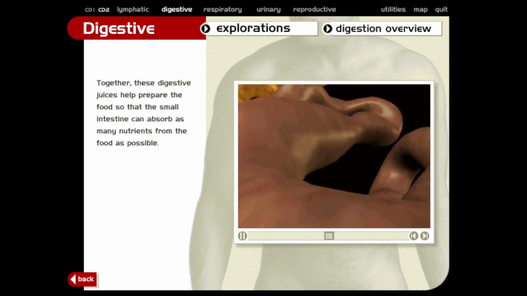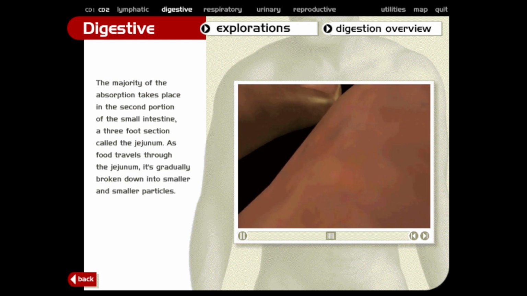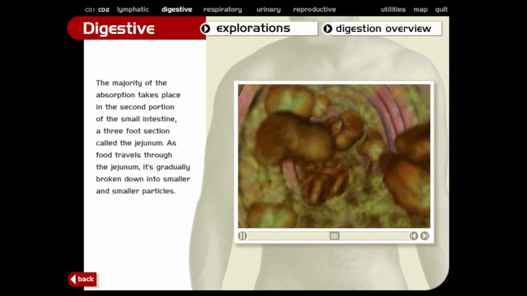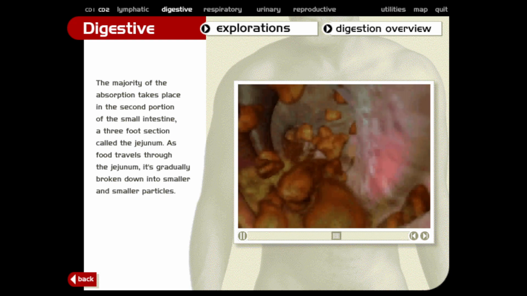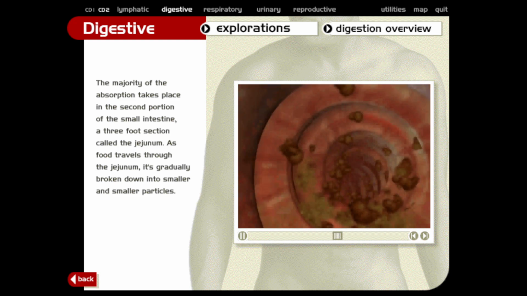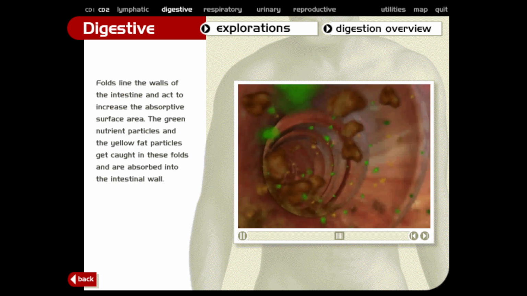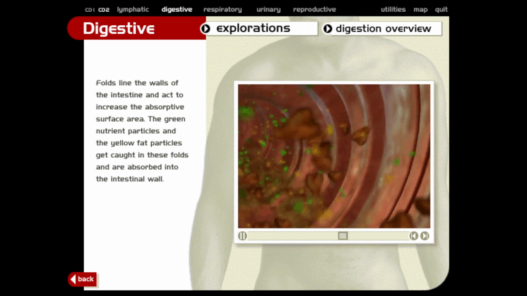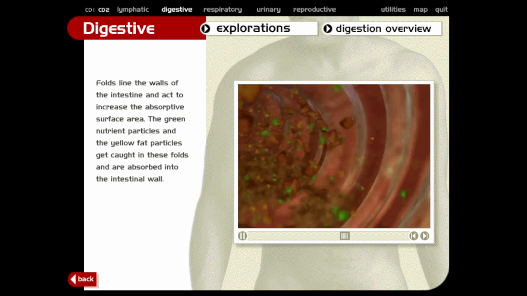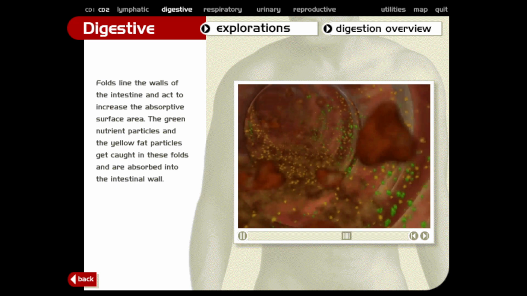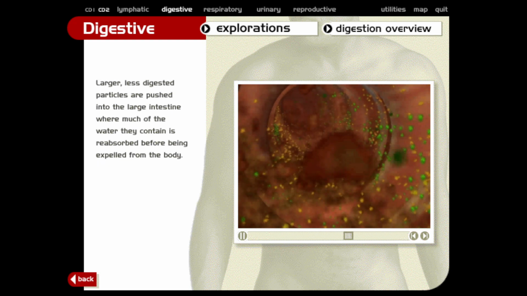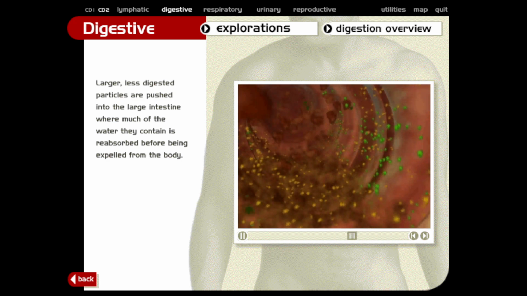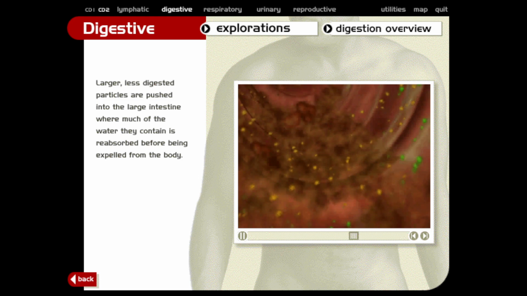The majority of the absorption takes place in the second portion of the small intestine, a 3-foot section called the jejunum. As the food travels through the jejunum, it's gradually broken down into smaller and smaller particles. Folds line the walls of the intestine and act to increase the absorptive surface area. The green nutrient particles and the yellow fat particles get caught in these folds and are absorbed into the intestinal wall. Larger, less digested particles are pushed onto the large intestine, where much of the water they contain is reabsorbed before being expelled from the body.